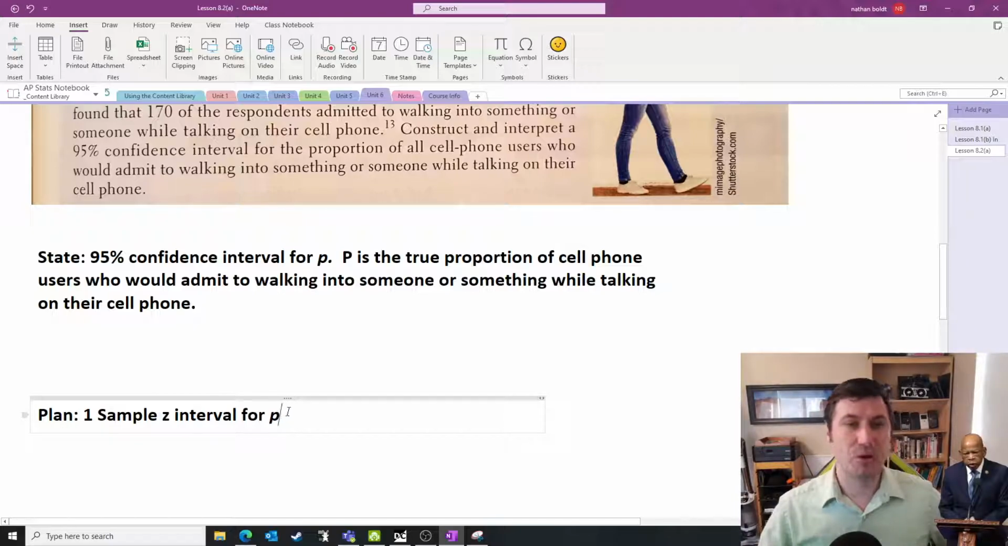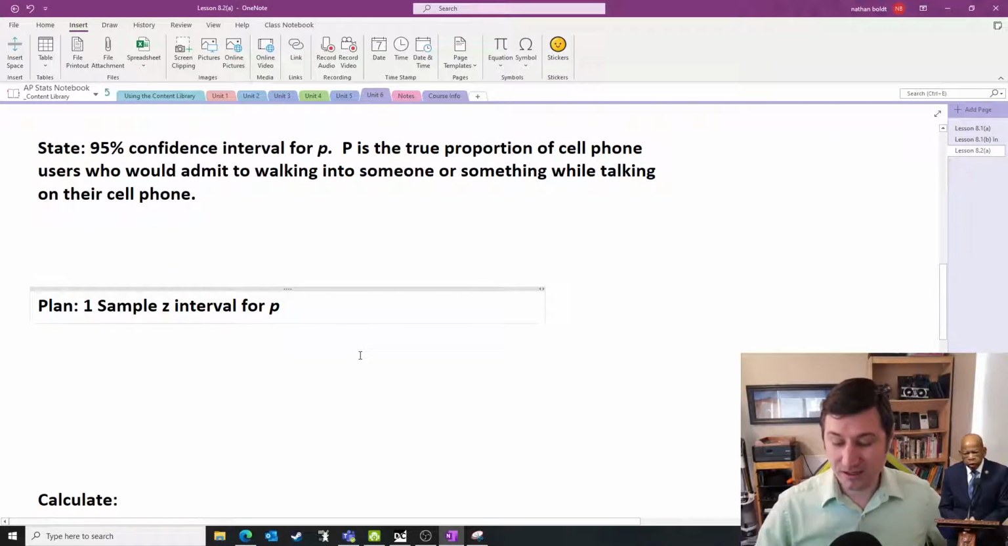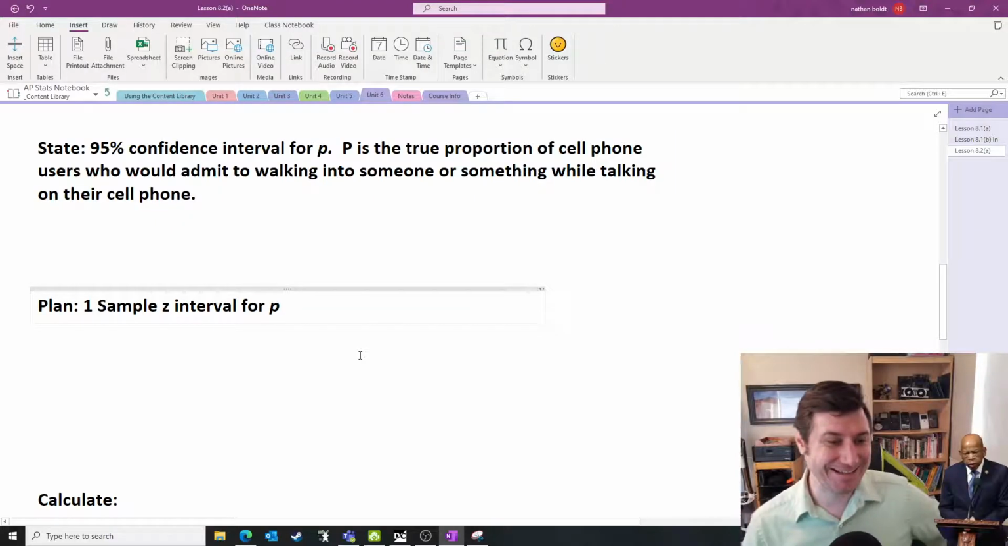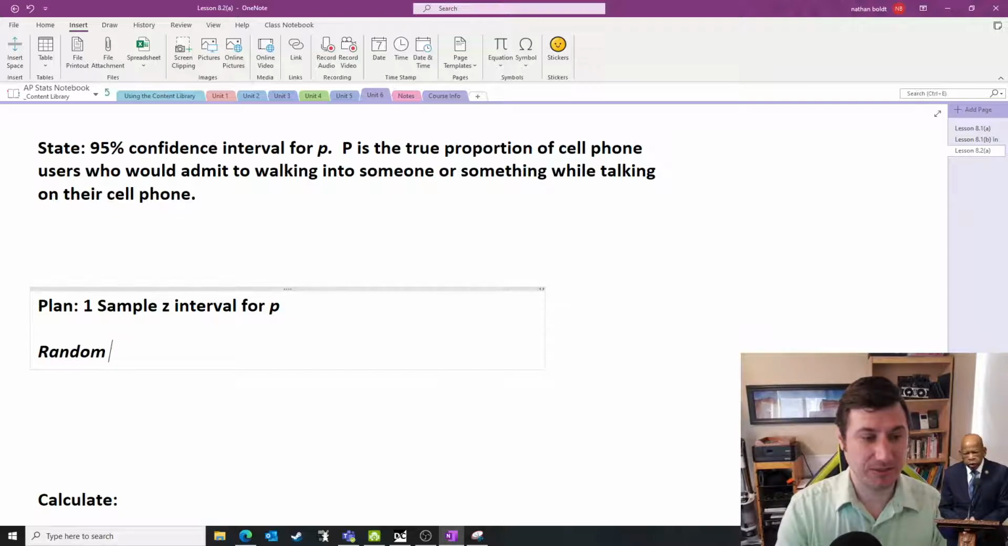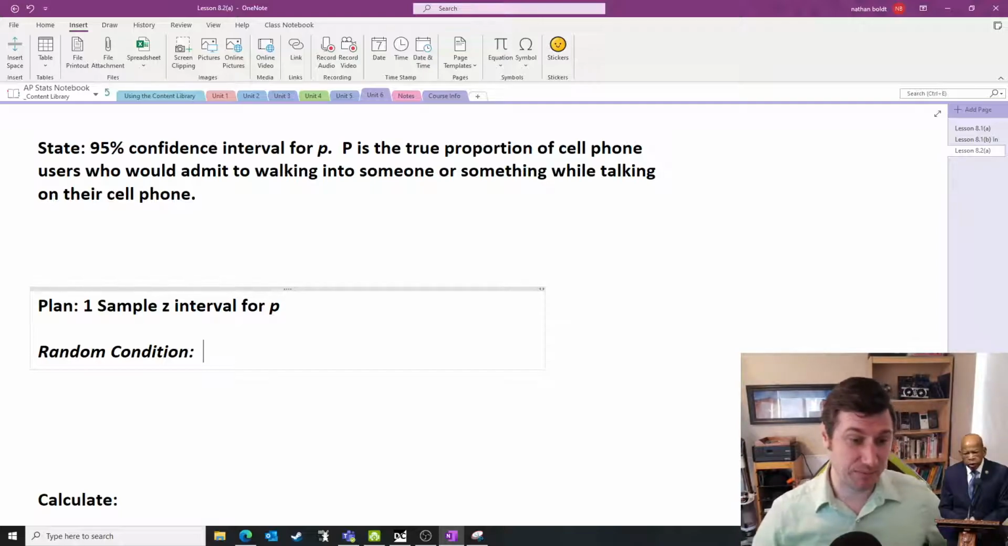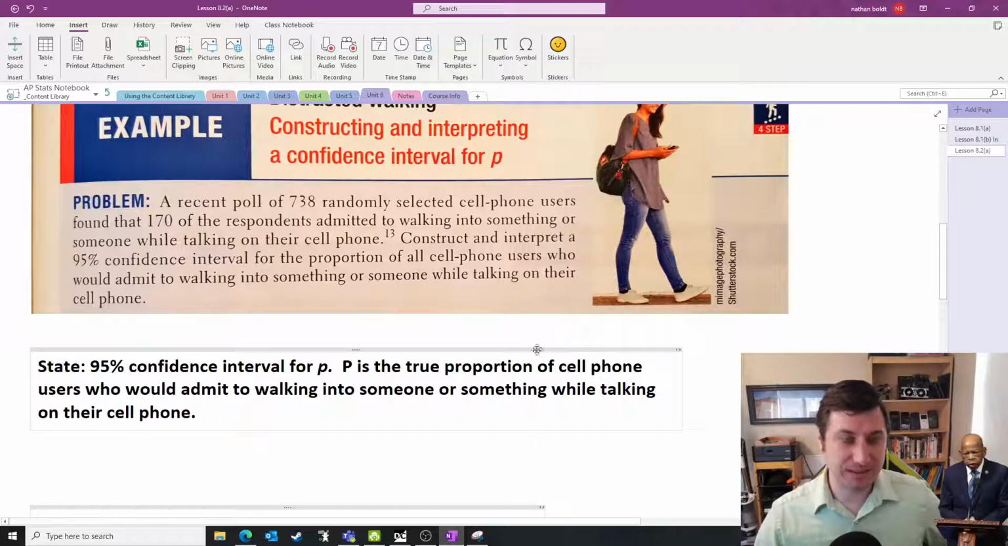Now, why are we allowed to do this one sample Z interval? All right, here's where we have to check what's called the assumptions and conditions. The first one is the random condition. We have to be taking a random sample. So look at the problem. Are we taking a random sample?